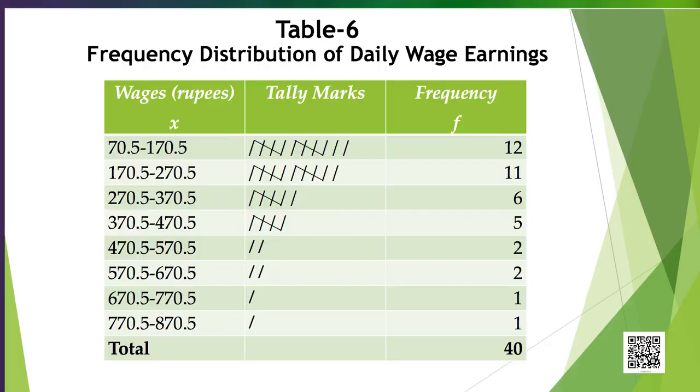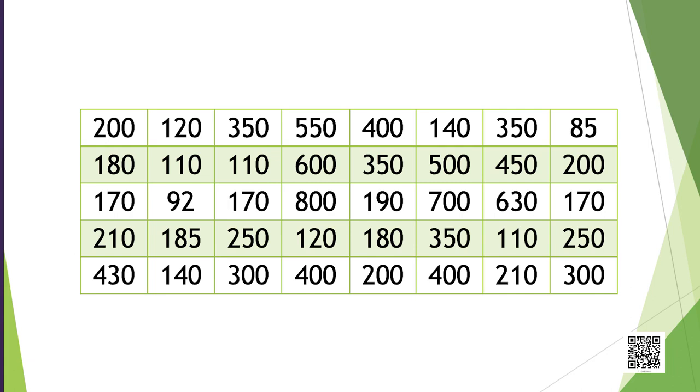Let us take another illustration to construct the frequency distribution. Look at table 6 shown on the screen. Here, the data on daily wage earnings in rupees of 40 individuals are given. We may treat the variable daily wage earning as continuous. Observe that the maximum wage rate is rupees 800 and minimum is rupees 85.